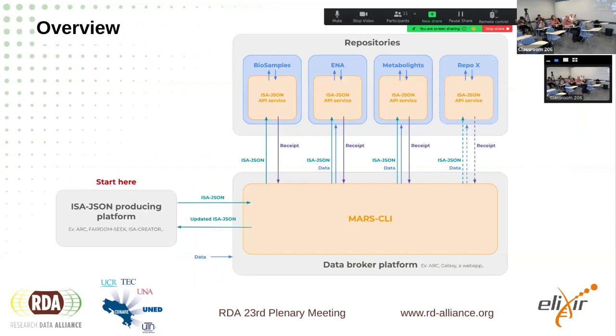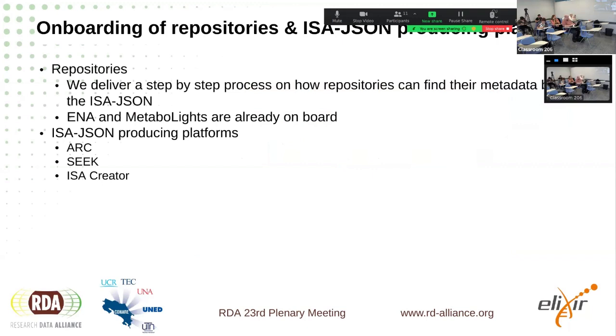This is a slightly more complete overview of the project, highlighting the interactions between the stakeholders and the use of ISA JSON and the standardized receipt. And then also here, the data brokering platform that is handling the data submission part using the Mars CLI. Currently, we have a proof of concept working of everything that I've said, by submitting towards ENA and MetaboLights using an ISA JSON, first registering the samples inside of BioSamples and then reusing these BioSamples accessions throughout the subsequent submissions, and then updating the ISA JSON and returning it.